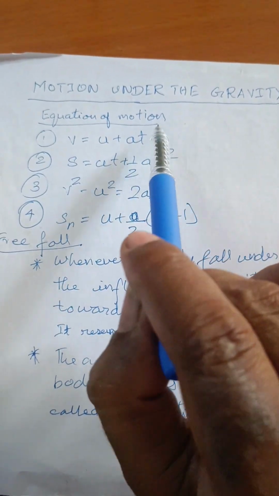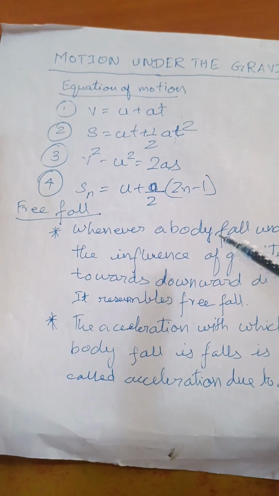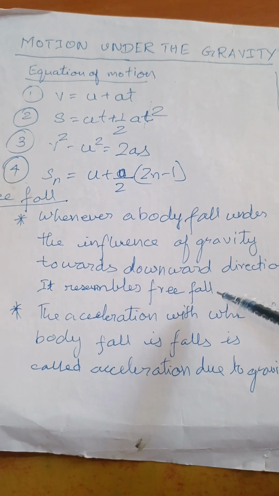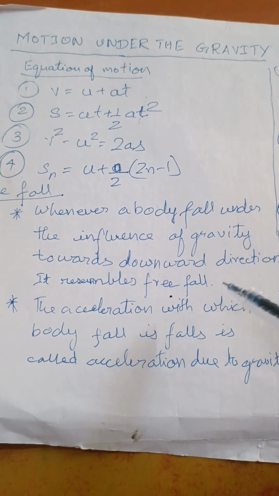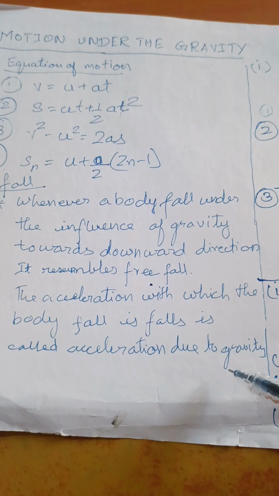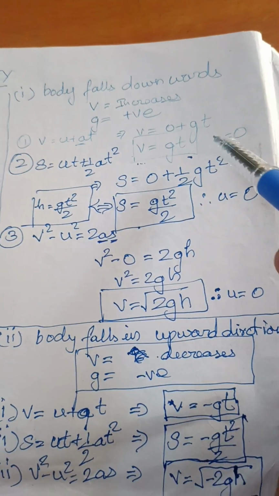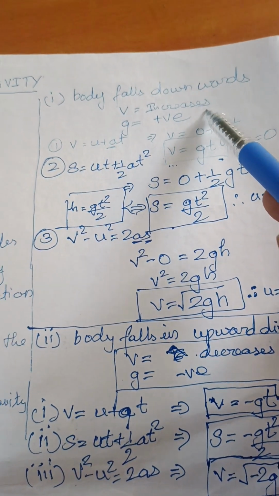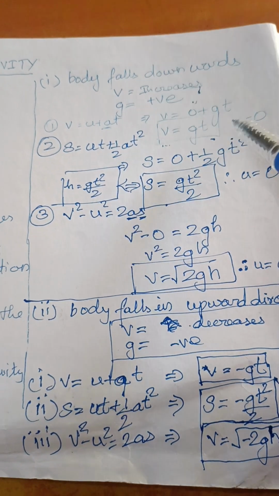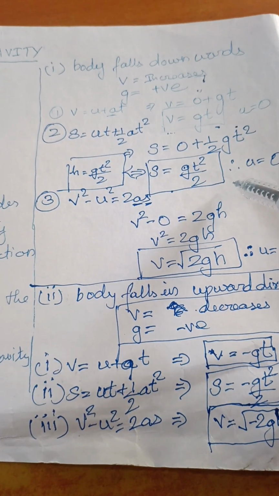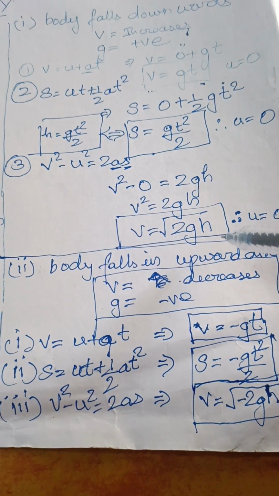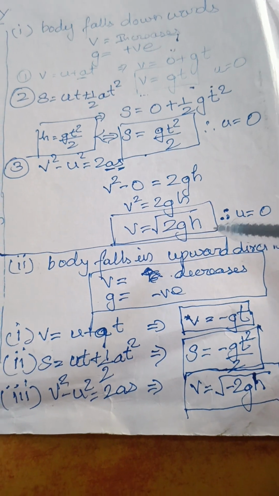Motion under gravity is equation of motion. What is free fall? Whenever a body falls under the influence of gravity towards the downward direction, it is called free fall, and the acceleration with which the body falls is called acceleration due to gravity. For a body falling in the downward direction, velocity increases and g will be positive. The first equation of motion is v equals gt. The second equation of motion is s equal to gt square by 2. The third equation of motion is v equal to root of 2gh.